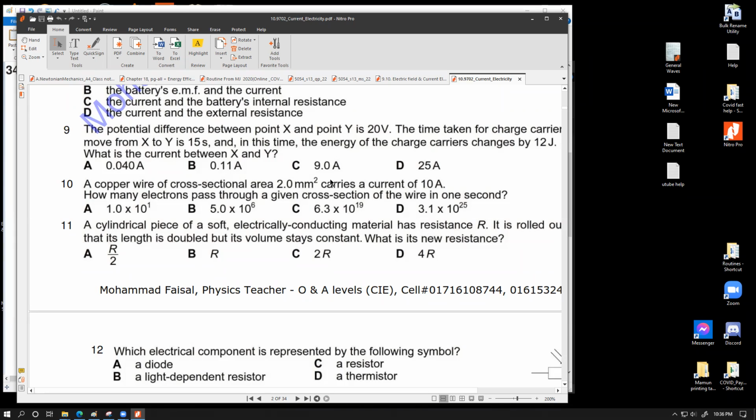So that was one thing. Number 10 is actually pretty simple, but there is a word type of trick that the CA people have played. Have a look at question number 10. A copper wire of cross-sectional area 2.0 millimeter square carries a current of 10 ampere. How many electrons pass through a given cross-section of the wire in 1 second? So try to understand the significance of the question.